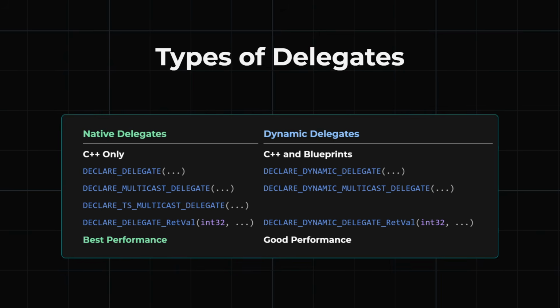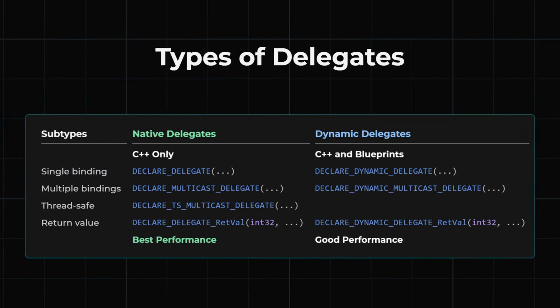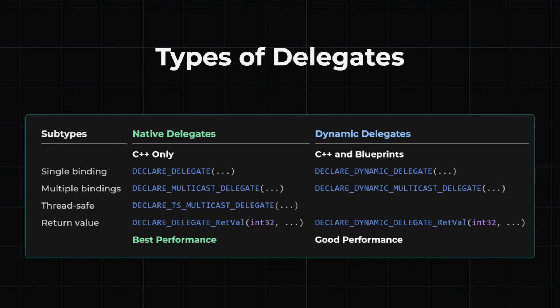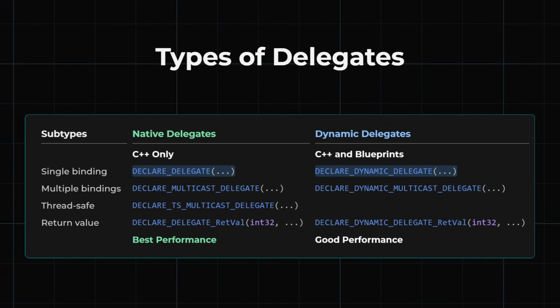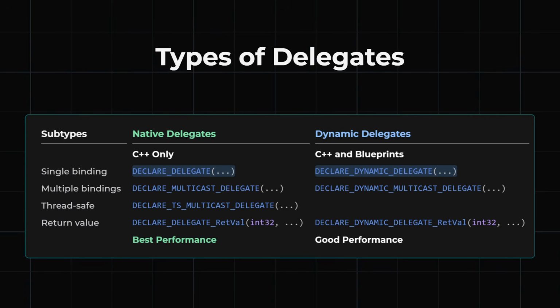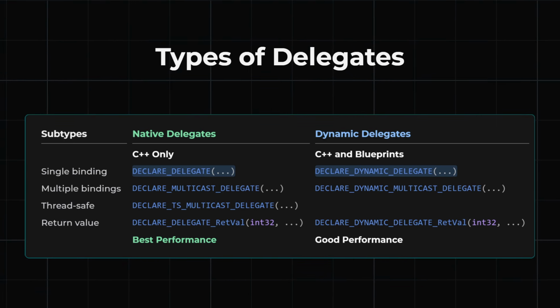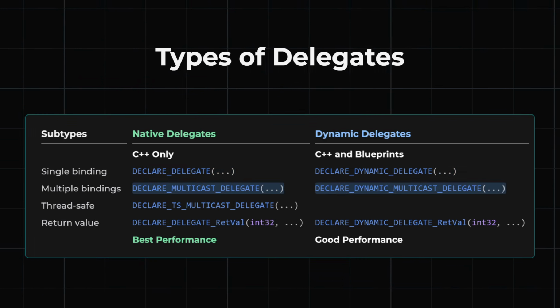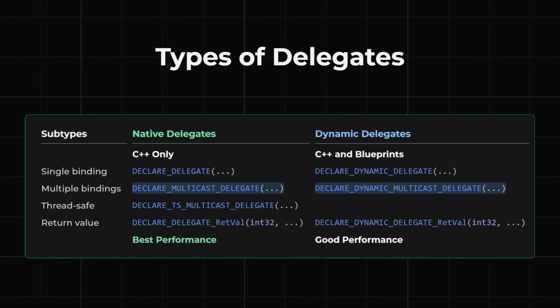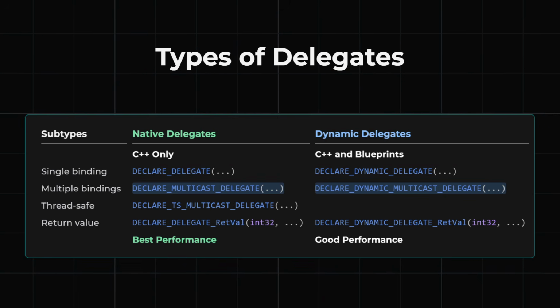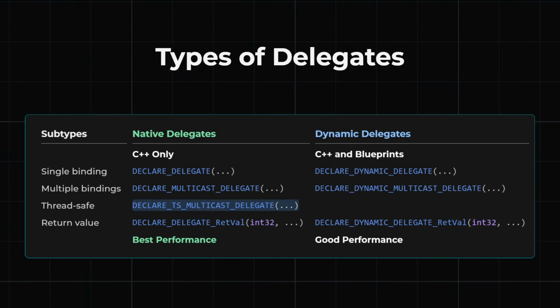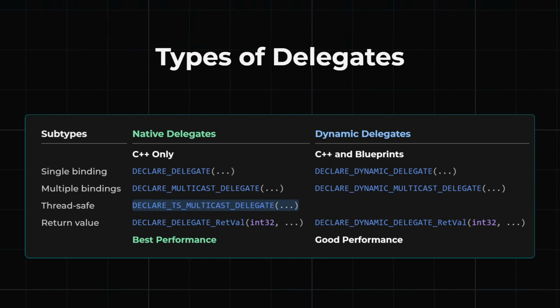Both of these groups can be broken down further into more specific types of delegates. The first is just a normal delegate in that it can only have one binding at a time, with every subsequent binding overwriting the previous one. And then there are multicast delegates. These allow multiple bindings, effectively creating a list of bindings that get called when the delegate is triggered. There's also a thread-safe version of the multicast delegate.